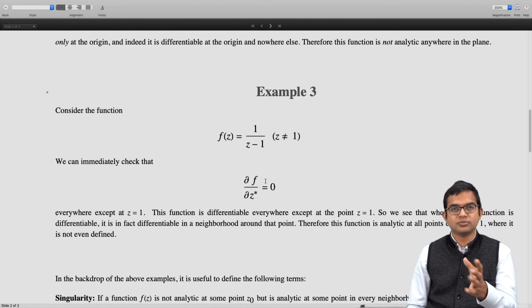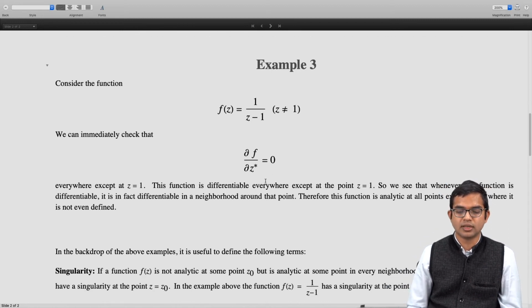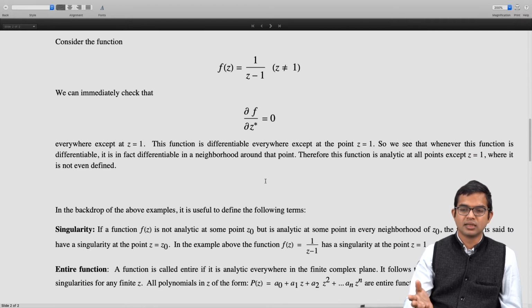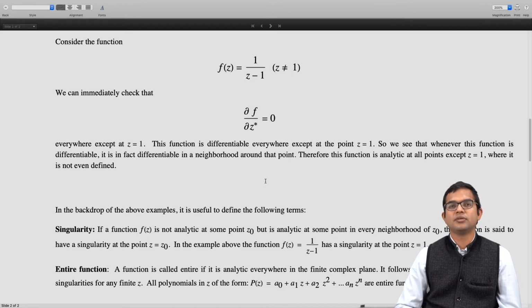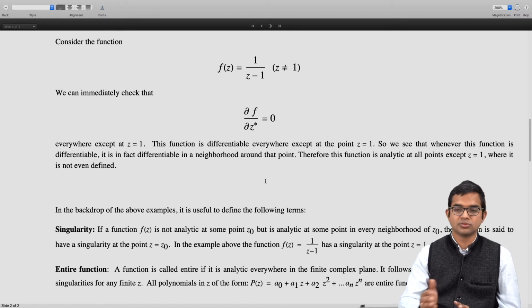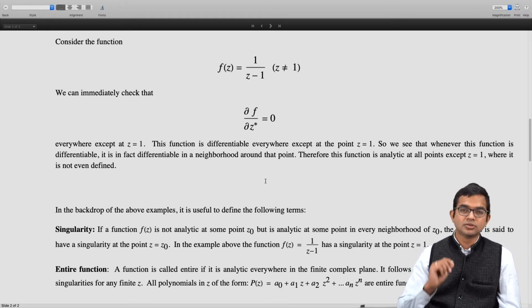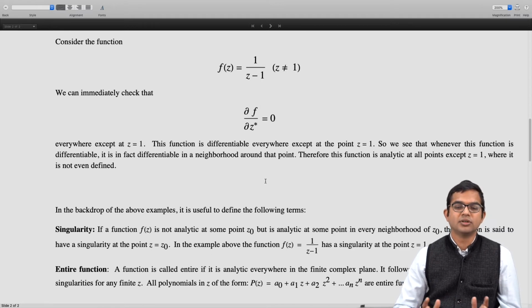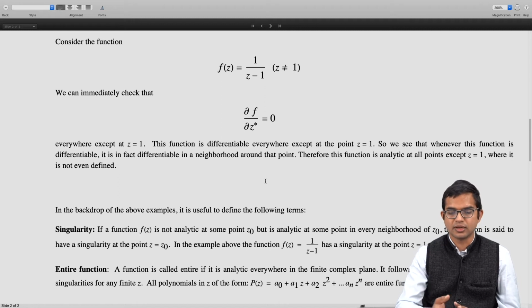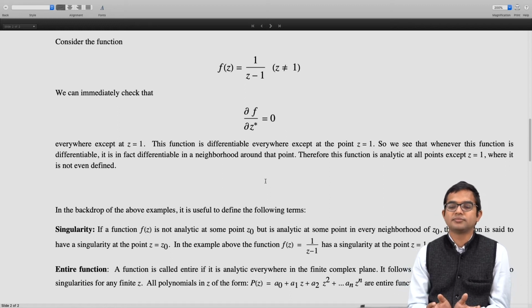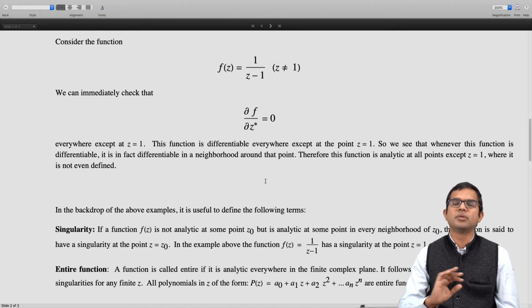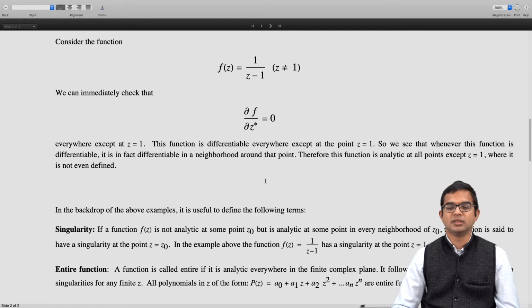Right, so in the backdrop of these examples, it's useful to define the following terms. The idea of a singularity comes straight from the last example we discussed. If your function is analytic everywhere except at the point z equal to 1 in the previous example, then we say that z equal to 1 is a singularity, right? Formally, a function has a singularity at a point z0 if it is non-analytic at z0, but there are analytic points in any neighborhood of z0. You can consider a neighborhood no matter how small, but you'll be able to find some analytic points in there. Then the function has a singularity at that point.